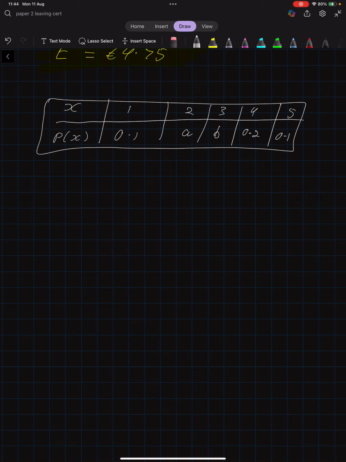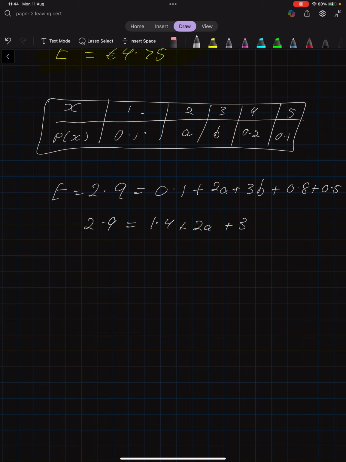So here it says, because your expected value, E, is equal to 2.9, well, what is the expected value? The expected value is just this number multiplied by this. So 1 times 0.1 is 0.1, plus 2 times A is just 2A, plus 3 times B is 3B, plus 4 times 0.2 is 0.8, plus 5 times 0.1 is 0.5. So 2.9 is equal to 0.1 plus 0.8 plus 0.5, which is 1.4, plus 2A plus 3B. So I bring the 1.4 over, and I get 1.5 is equal to 2A plus 3B. Okay.